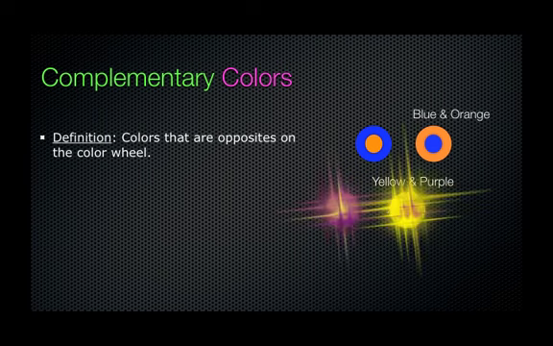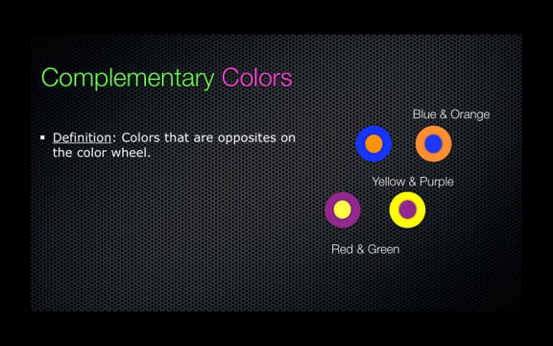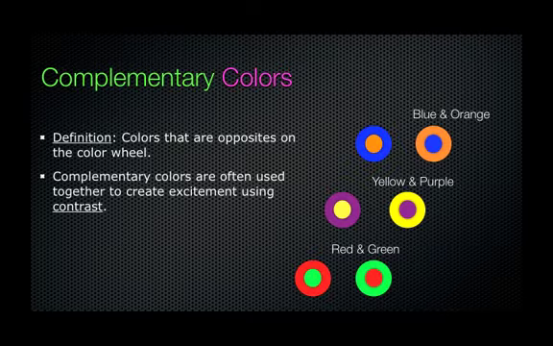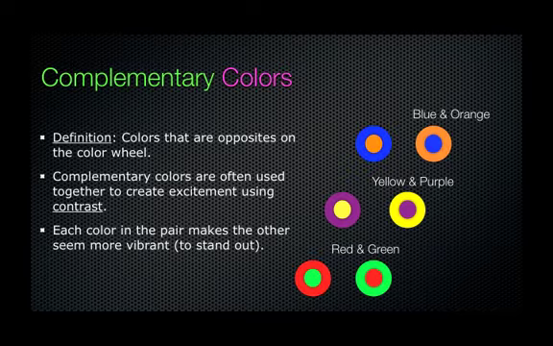Here's yellow and purple. Red and green, another very popular set of complementary colors. Why do we use complementary colors? What's the big deal here? Complementary colors are often used together to create excitement using contrast. And remember contrast, putting two things that are very different together to make things pop out. So each color in a pair, as we see here, makes the other one stand out more, become more vibrant.